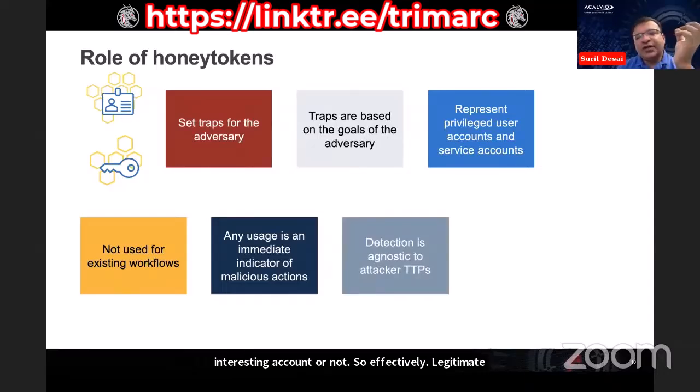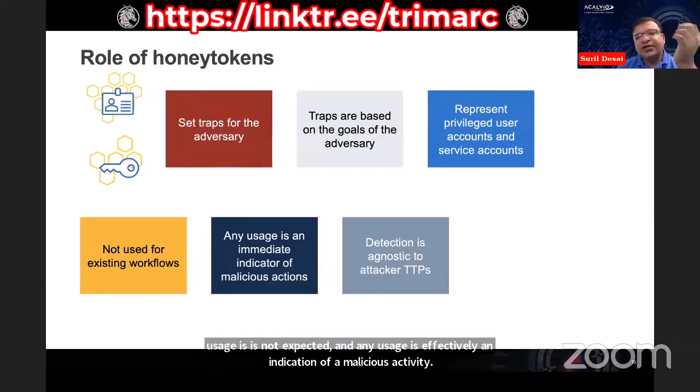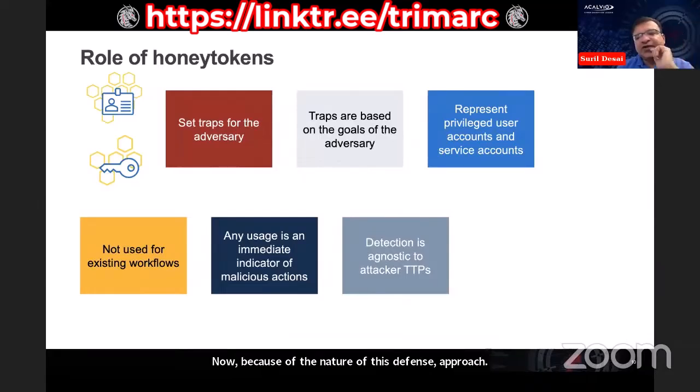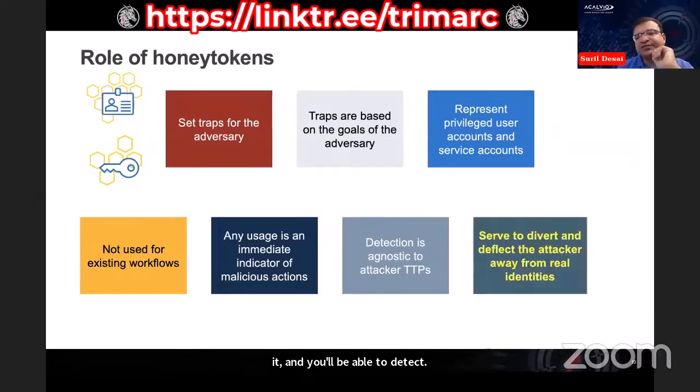Now, because of the nature of this defense approach, the detection engineering is quite interesting, because you're detecting agnostic to the attacker TTPs. You're not worrying about whether it is a Kerberoasting attack, or an AS-REP roasting, or a silver ticket. Instead, you're asking, what is the goal of the attacker? The goal is to escalate privileges, to get to a domain admin. So you set a trap of that nature, the attacker will go after it, and you will be able to detect it, and it may not matter what the exact TTP was.